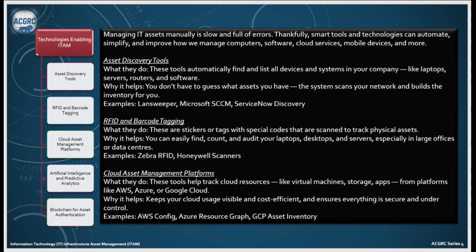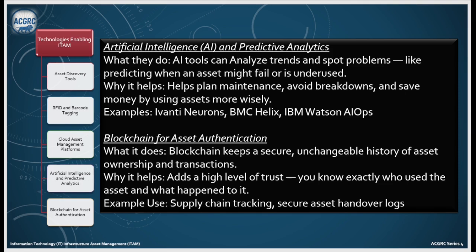The next is cloud asset management platforms. These tools help track cloud resources like virtual machines, storage, apps, etc. They also help you track the usage for cost management. So these are some of the options that are available. The next is artificial intelligence and predictive analytics. AI tools can analyze trends and spot problems, like predicting when an asset might fail or is underused. It helps in planning your maintenance, avoiding breakdowns, and saving money by using assets more wisely.